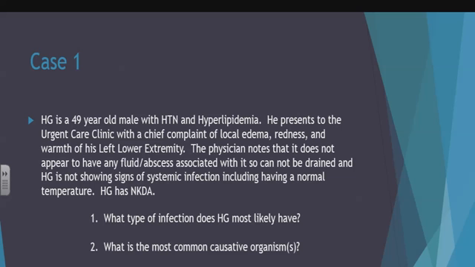And HG did not show any signs of systemic infection, including he has a normal temperature, and he doesn't have any drug allergies. What type of infection does HG most likely have? Sounds like cellulitis, yeah. So what is the most common cause of this infection? Strep, one of these strep species, right? What kind of additional information would you like prior to recommending treatment options?